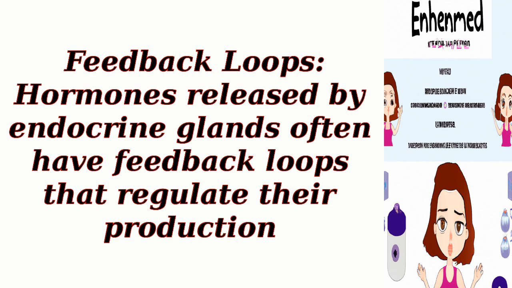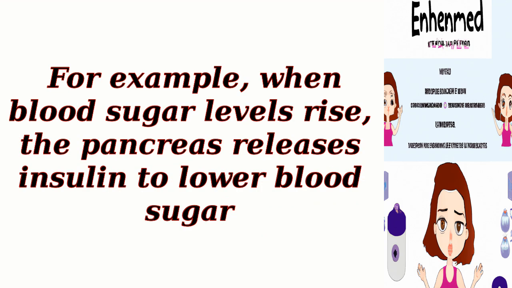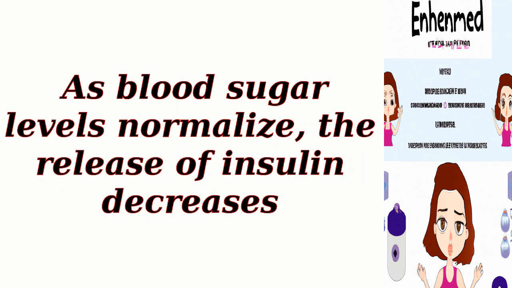Feedback loops: hormones released by endocrine glands often have feedback loops that regulate their production. For example, when blood sugar levels rise, the pancreas releases insulin to lower blood sugar. As blood sugar levels normalize, the release of insulin decreases.